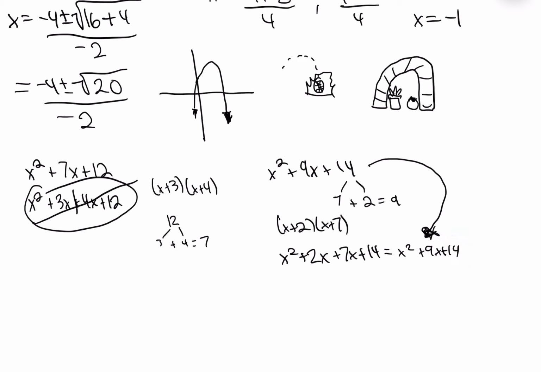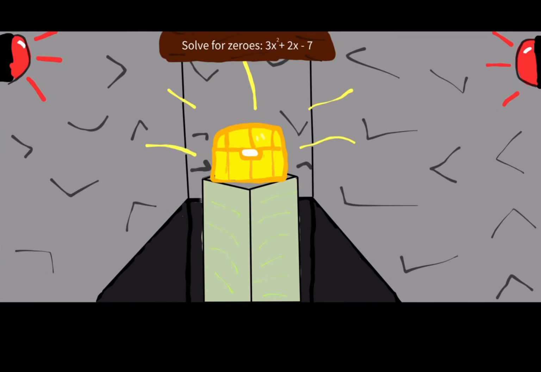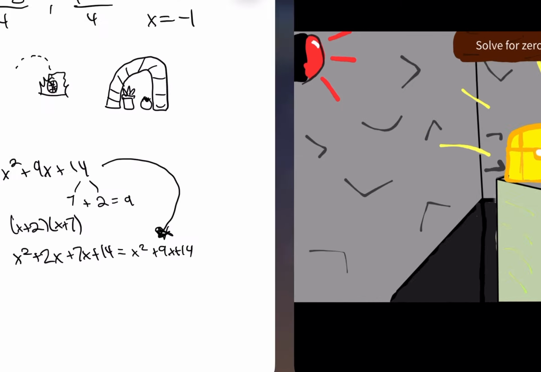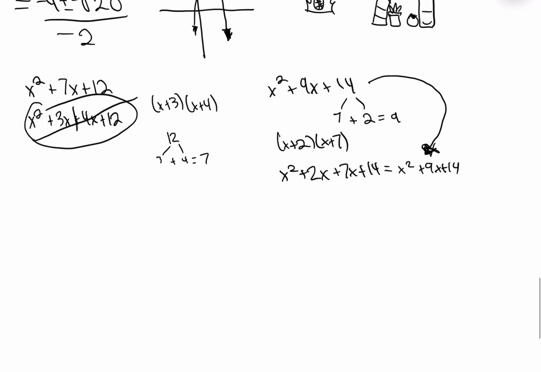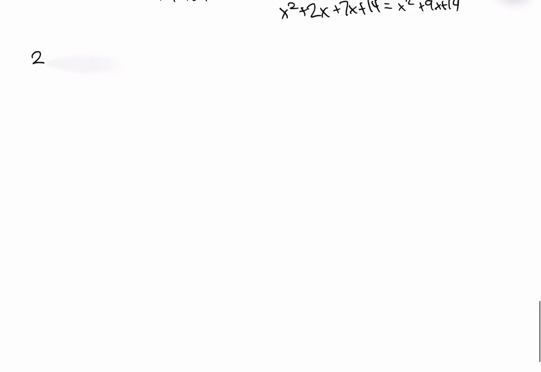So, now that you guys know how to factor and know how to use the quadratic formula, do you think you're up to the task of saving the treasure chest by solving for the zeros of 3x squared plus 2x minus 7? Let's do this together. 3x squared minus 2x minus 7.